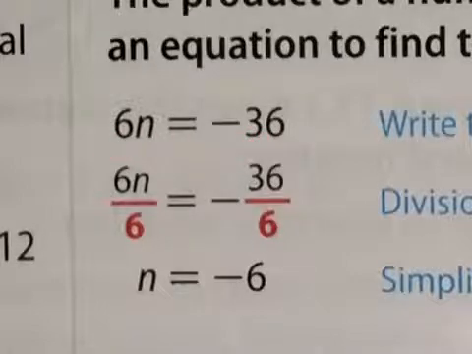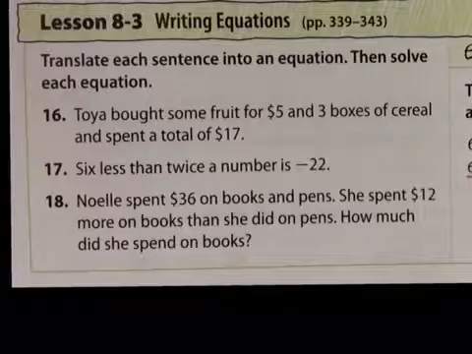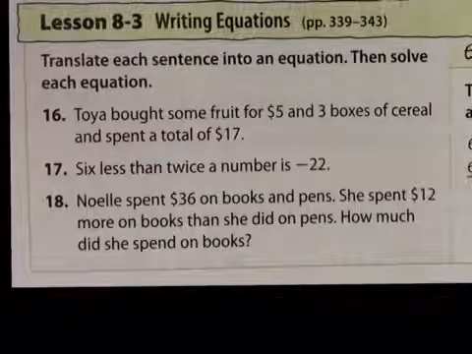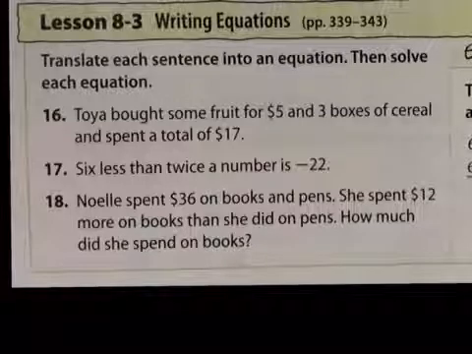We solve our equation by isolating the variable and using the division property of equality, and we divide on both sides. Okay, when you divide a negative by a positive, it's still a negative, so n is negative 6. 6 times negative 6 is negative 36. Okay, so you're being asked to do 16 to 18 on your own. Let's look at them first together.